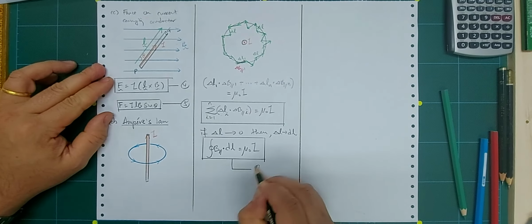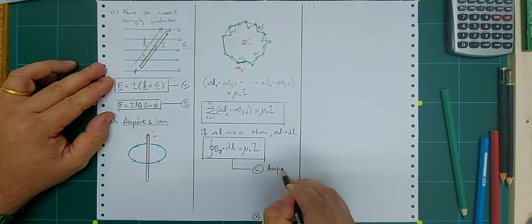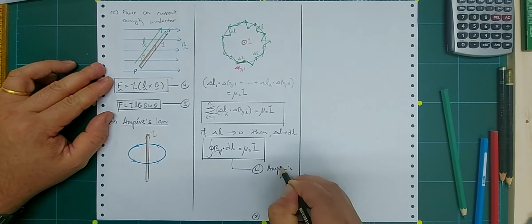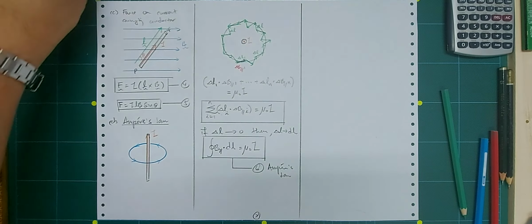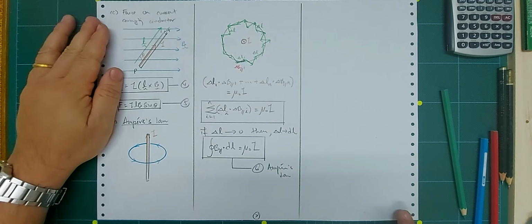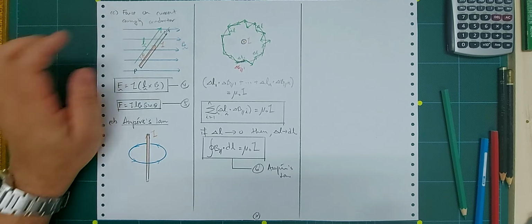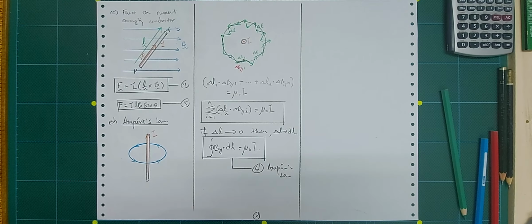Okay, closed integral. So this equation is called Ampere's law. So we're going to get 6. Okay, this is called Ampere's law. Now, of course, theory is simple. So our application will be, we're going to use this Ampere's law to find out a formula for the magnetic field around a conductor.